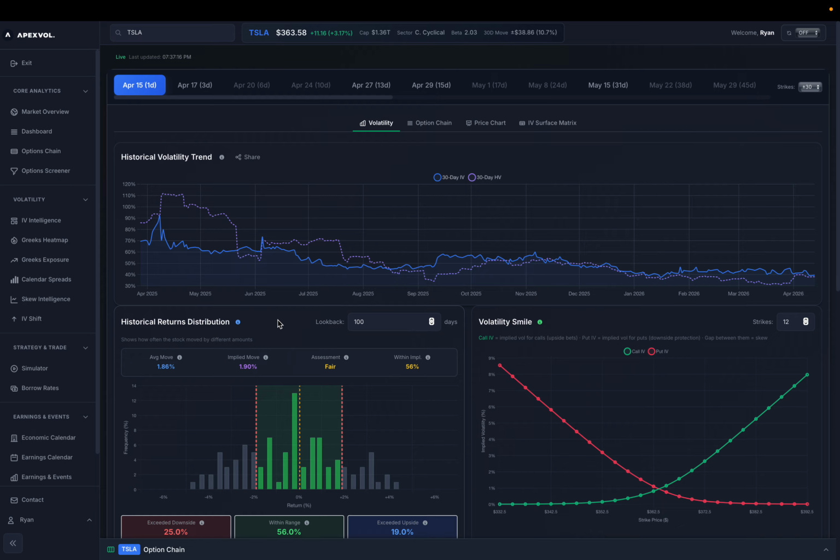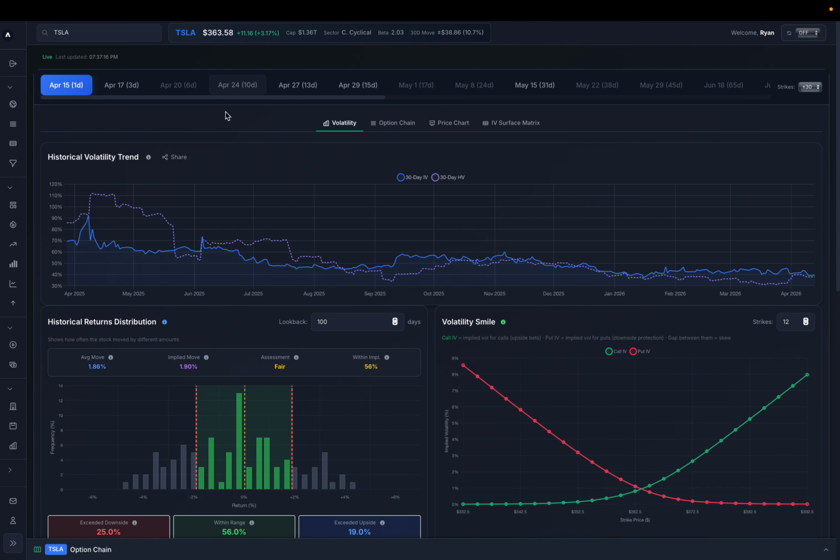Today we're going to go through the dashboard and the four main tabs within the dashboard. So we can see here I'm in this dashboard tab. Let me just minimize the window so we can see the full page. So we have the dashboard open.